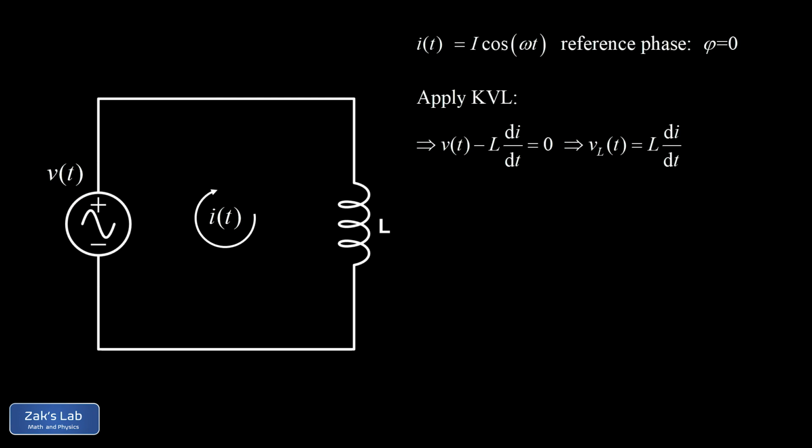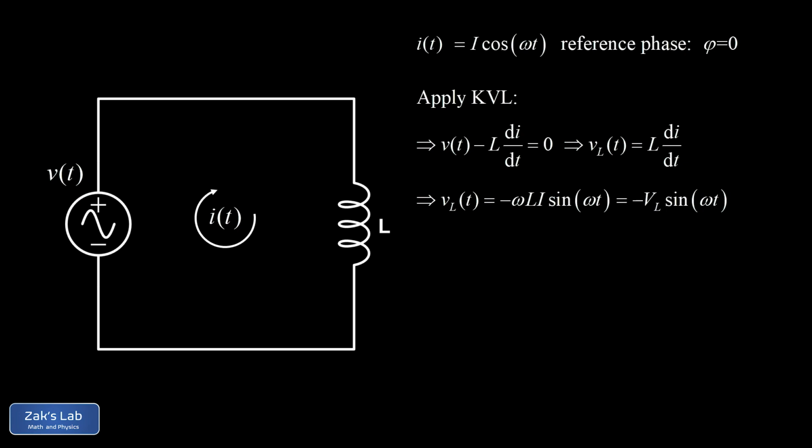Now plugging in the current function, that's I cosine omega t, we need to take the time derivative of this, which gives us the sine function with a minus sign in front and a factor of omega due to the chain rule. So we've just taken the derivative of the cosine function, giving us the negative of sine omega t, and then the chain rule produced that extra factor of omega out in front. This leaves us with the voltage across the inductor as negative omega L I sine omega t. And written in terms of voltage amplitude, we can just call this negative big V sub L, that's the amplitude, times sine omega t.